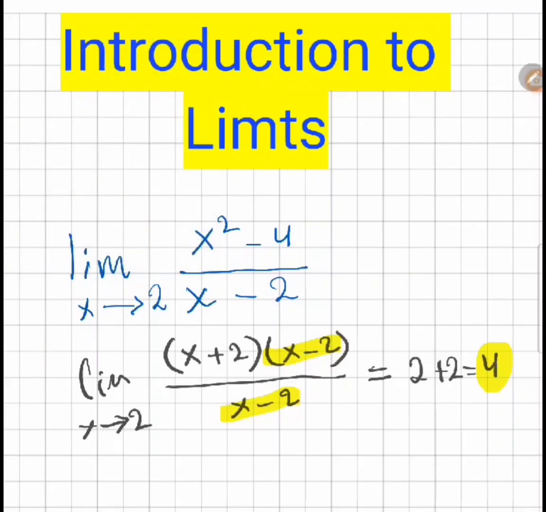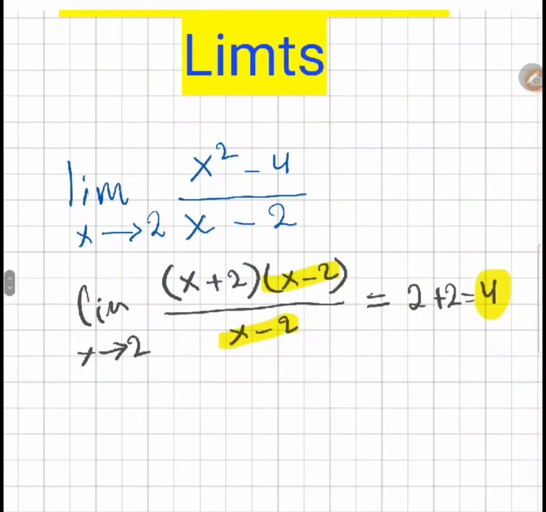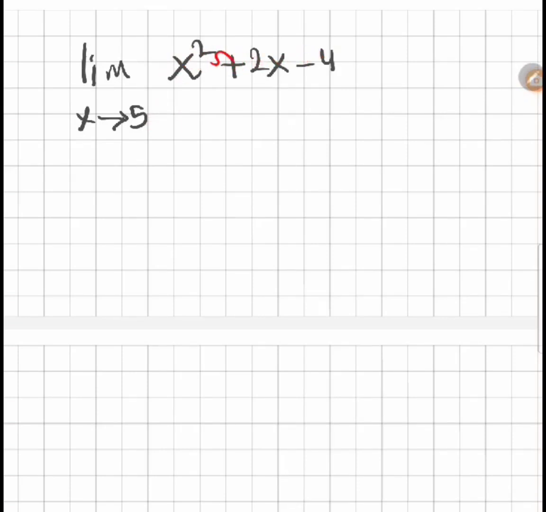Now let's look at another example. What is the limit as x approaches 5 of x squared plus 2x minus 4? So notice that we don't have a fraction. We're not going to get a 0 in the denominator. So for a question like this, you can use direct substitution.